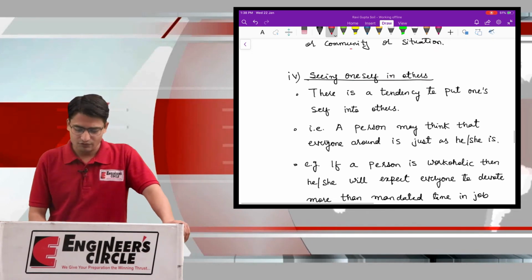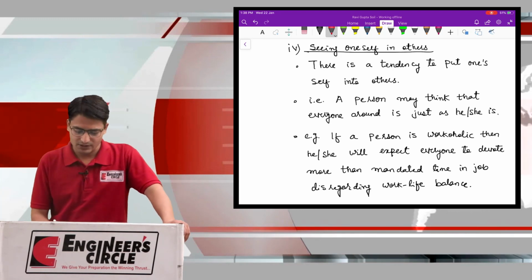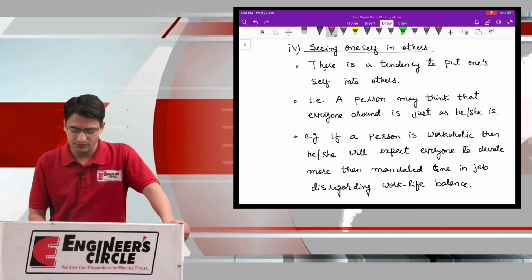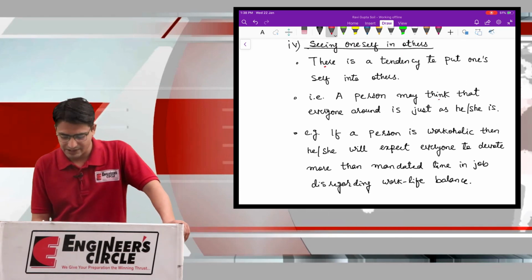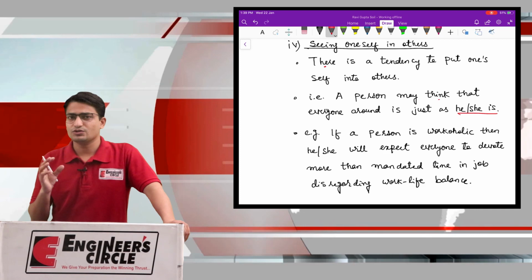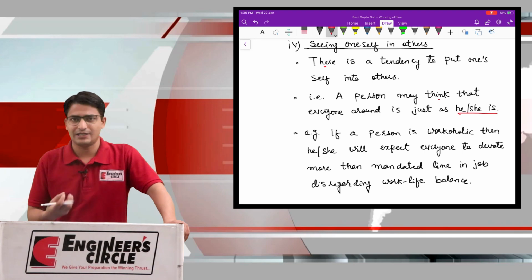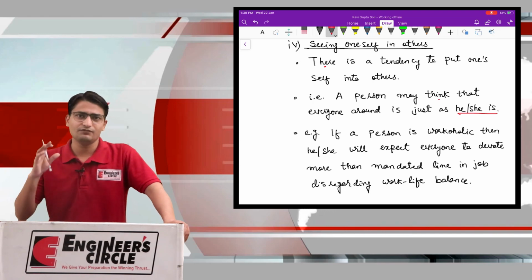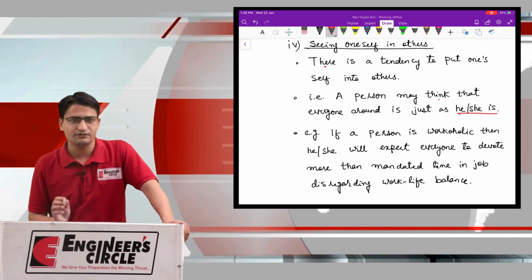Okay, and the fourth one is seeing oneself in others. What it implies is that there is a tendency to put oneself into others. It will become clear when we take the next statement. That is, a person may think that everyone around is just as he or she is. So what it implies is that, let's say I am a professional, I am a civil servant, and for the time being I have become a very negative person. So what will happen? I will perceive everything around me to be negative. Okay, so this is what is called seeing oneself in others.